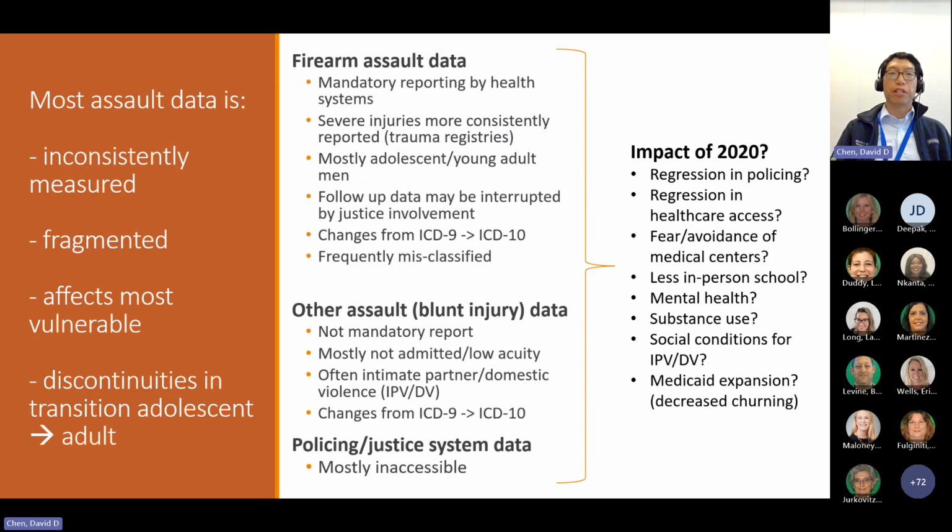is that assault data itself is very difficult to measure. It's siloed and inconsistent, both in definition as well as repeated measurements and identification. As an example, firearm assault data is mandatorily reported on by health systems, and more severe injuries are likely to be more consistently reported in trauma registries. However, follow-up may be interrupted if the person enters incarceration or has justice involvement. There were changes to ICD coding patterns from ICD-9 to ICD-10 that may have affected whether a firearm injury is classified as an assault or even as an unintentional injury. This misclassification makes retrospective data analysis much more complicated to do.